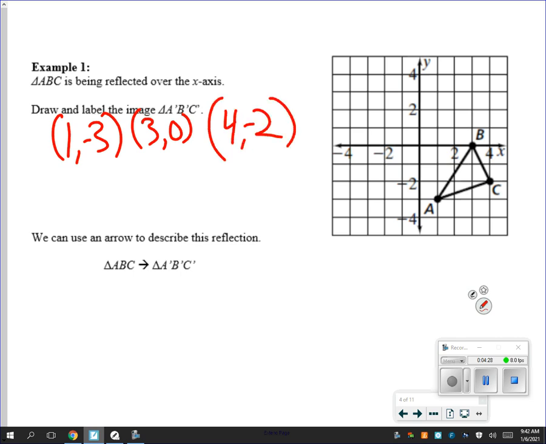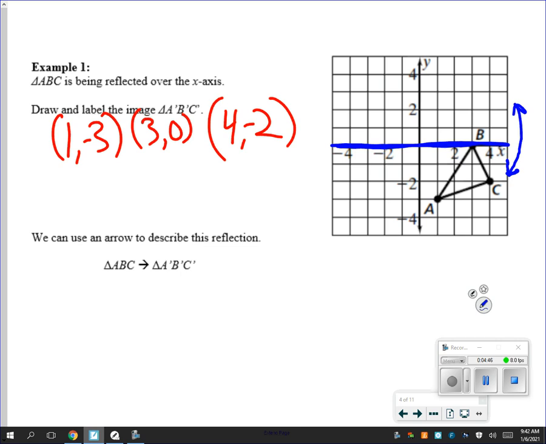So when it says it wants to reflect over the x-axis, the first thing I'm going to do is find the x-axis. So right here is my x-axis, and that means I'm going to flip it over. So that means it's going to head from the bottom to the top. So if it was on the top, it would go to the bottom.